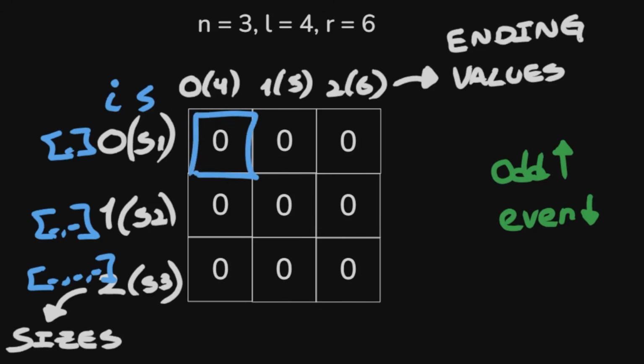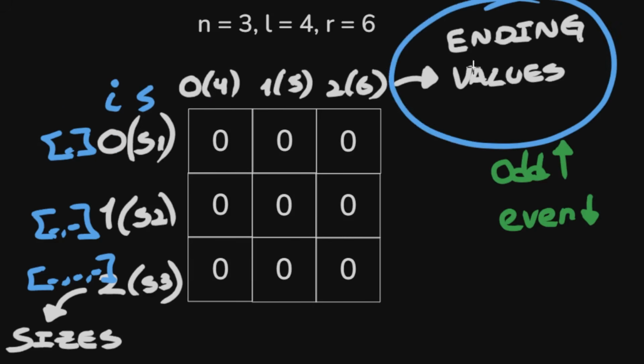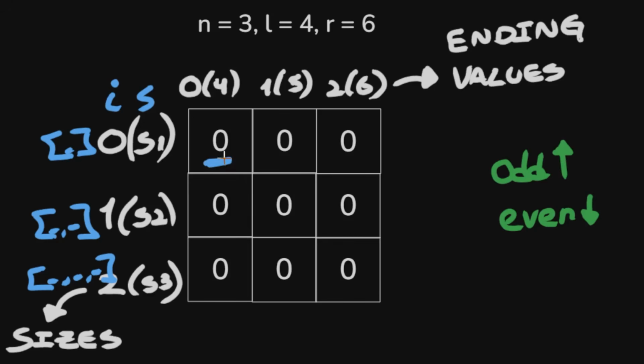Now, dp[i][j] is the number of valid ZigZag arrays that we can build of the current size using the current value as the ending value. So, how many ZigZag arrays can we build of size 1 using 4 as the ending value? Well, we can build only one, an array with 4, right? So here we put 1. Now we are here. How many valid ZigZag arrays can we build with a length of 1 ending with 5? Well, only 1. And similarly here, the result is 1.